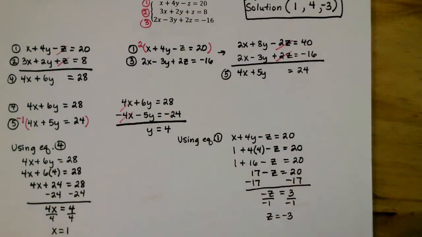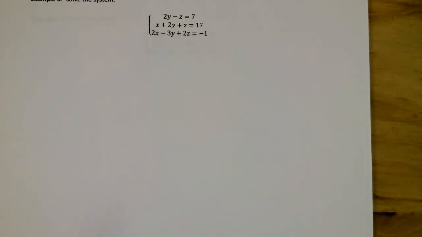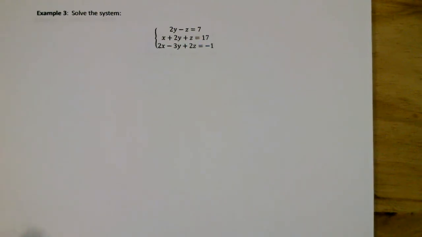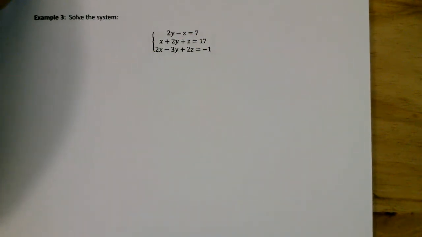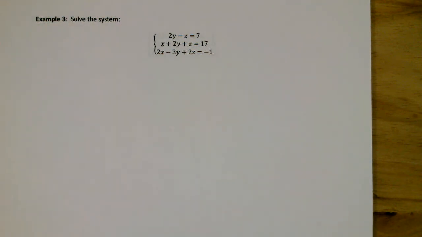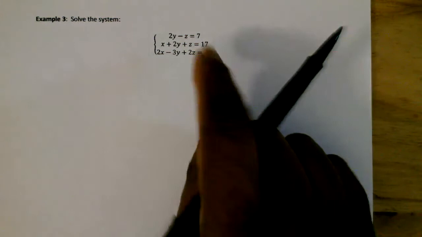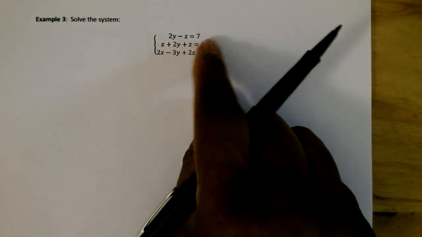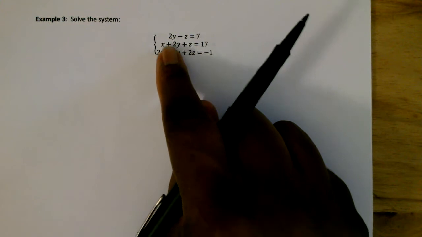All right, now here's another example. All right, let's say I want to solve this system. Notice I get 2y minus z is equal to 7. And then x plus 2y plus z is equal to 17. 2x minus 3y plus 2z is equal to negative 1. And here I want to solve this system of linear equations in 3 variables. Okay. Notice something here. This first equation is already in 2 variables. In this case, y and z.